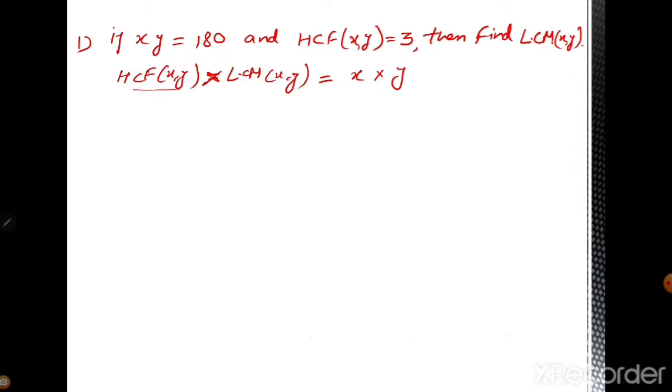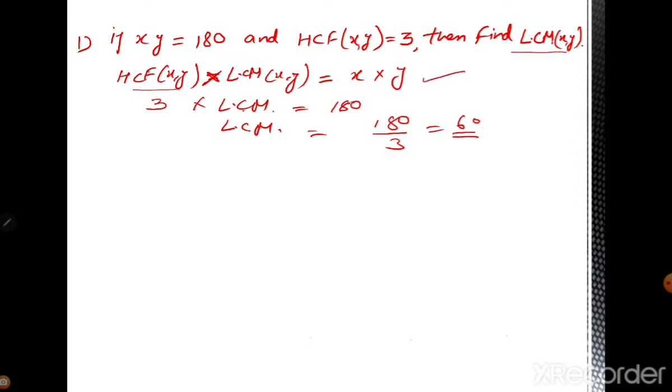So HCF is 3 into LCM, which we have to find, and xy is 180. Then LCM is equal to 180 divided by 3, that is 60. So the LCM of x and y is 60. As we know, the product xy is 180 and the HCF of x and y is 3, and we have to find the LCM. We'll write the formula first. If you write up to this only, you will get half mark. If you solve fully, you will get the full 1 mark.